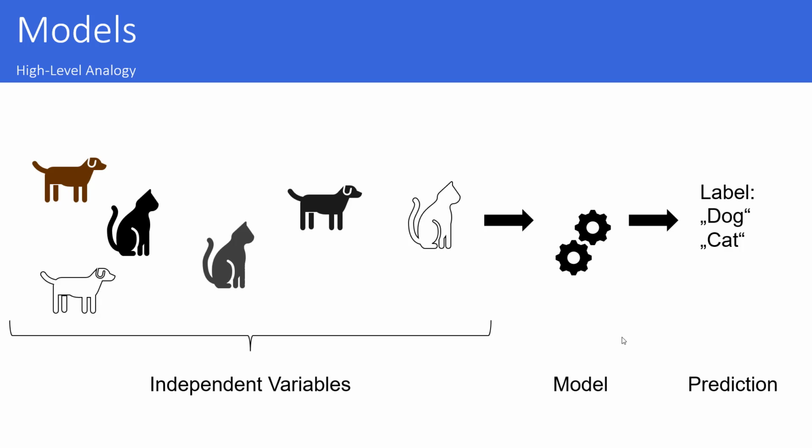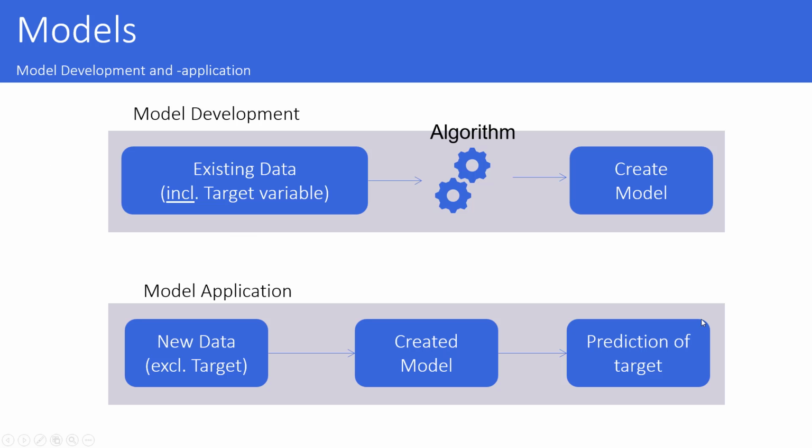So there are many similarities to our apple pie analogy. A machine learning model needs plenty of data to learn. So for developing a machine learning model, you take existing data, including your target variable, and feed this into an algorithm that creates a model. If you want to make use of your model, you take new data that don't have any information on the target variable and let the model predict the target.